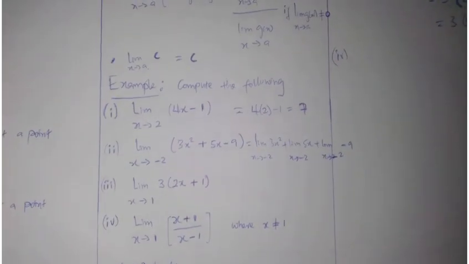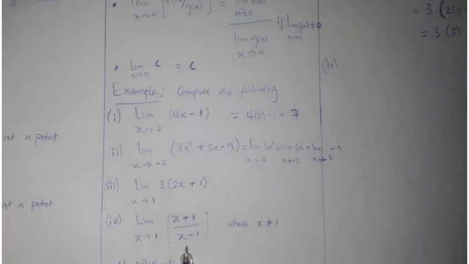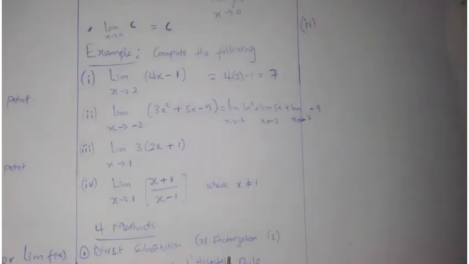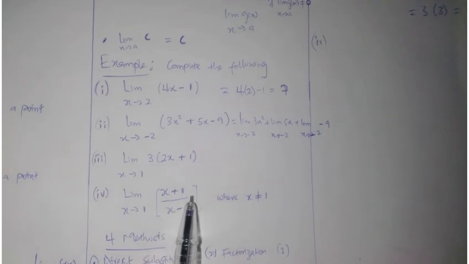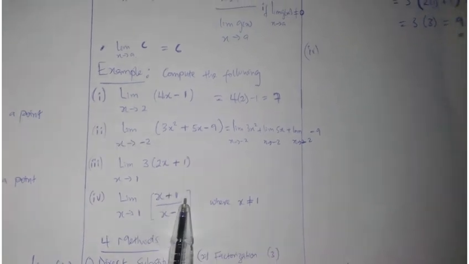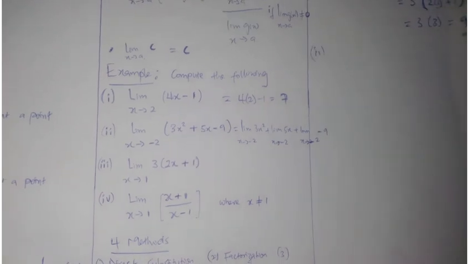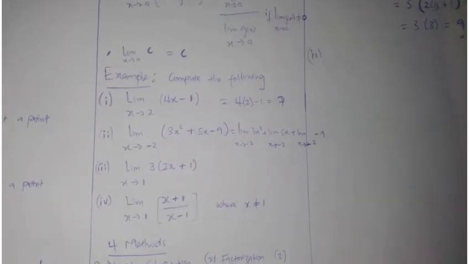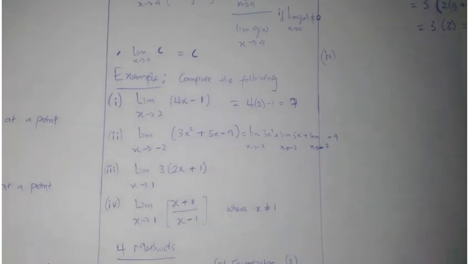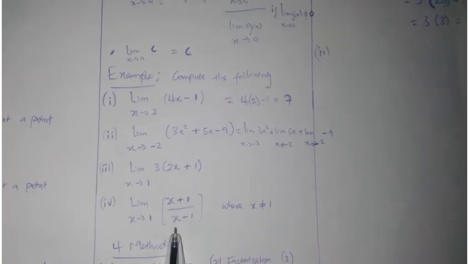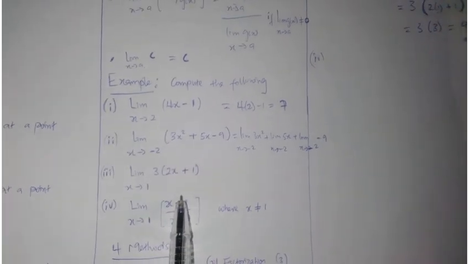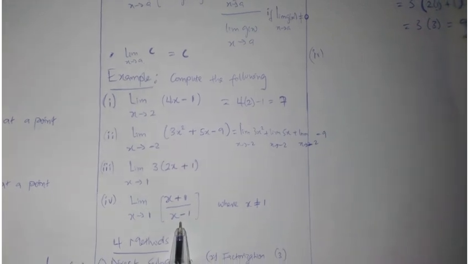So it means I cannot use direct substitution. By direct substitution, my denominator will be 0. Let's try factorization method. It cannot work here. I cannot factorize anything here. This is x plus 1, this is x minus 1. So I cannot factorize anything here. Now, let's differentiate. Differentiating in limit means you should differentiate the numerator and differentiate the denominator. As you are doing for the numerator, you are doing for the denominator in this case also.